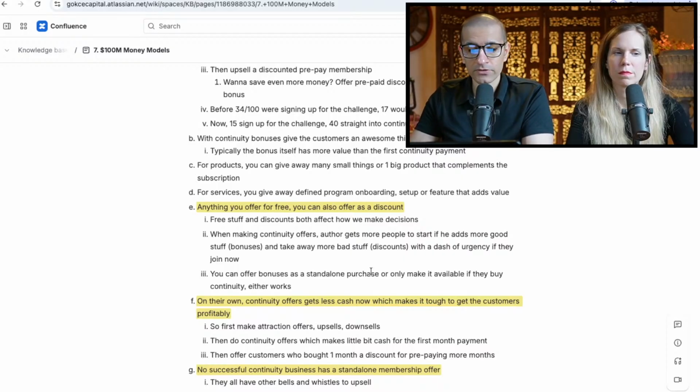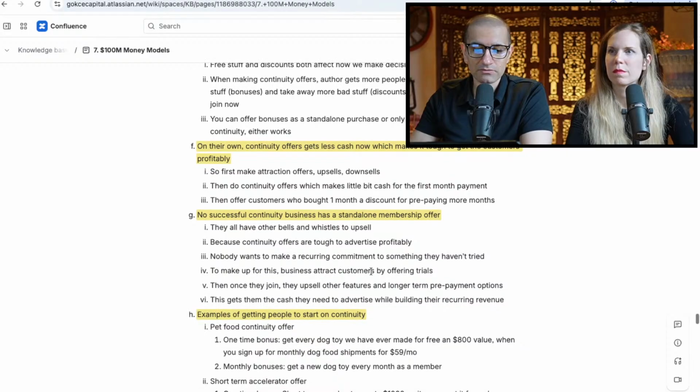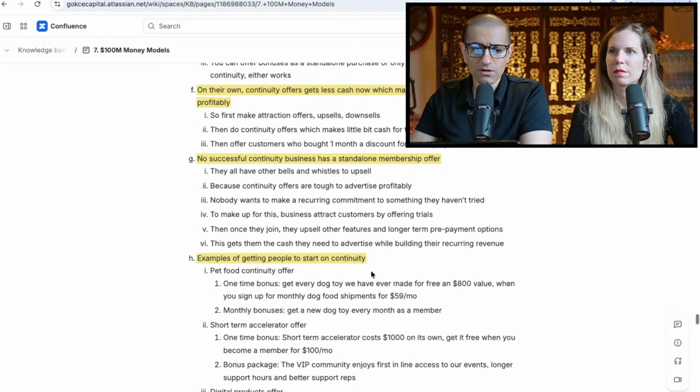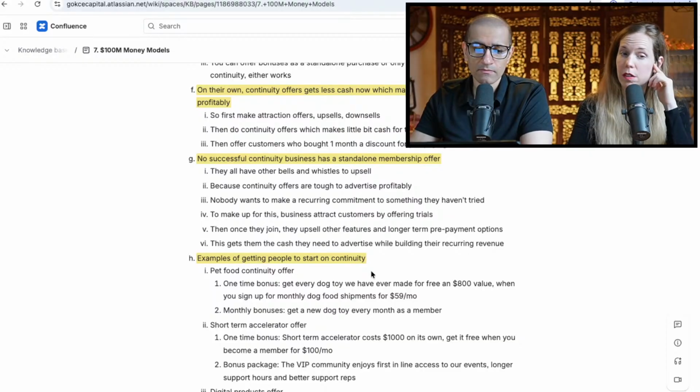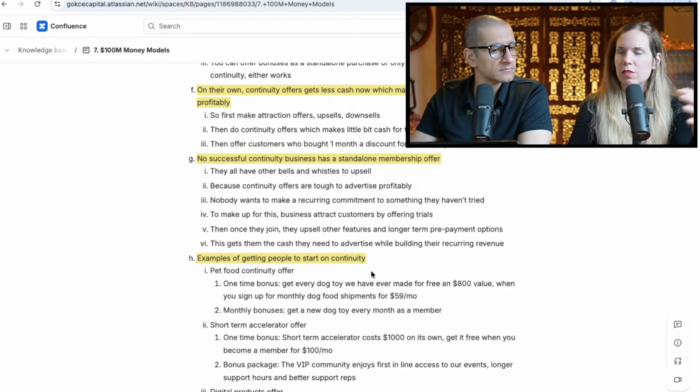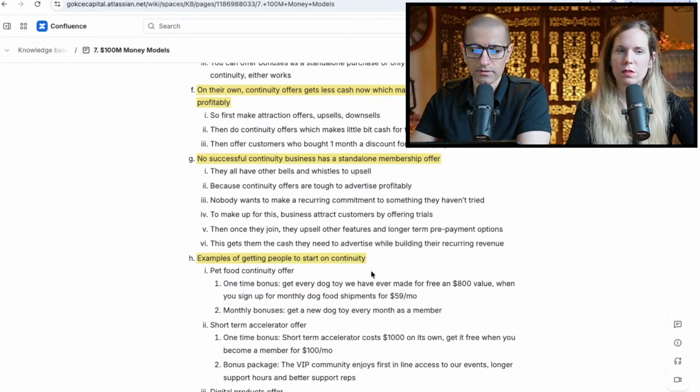On its own, a continuity offer gets less cash, which makes it tough. We already know that. No successful continuity business has a standalone membership offer. I think this makes sense again if you think of it in the context of the gym. I think he's saying it'd be very hard to run a highly profitable gym if all you're selling is the base membership. You need upsells. That's where the profits come from.